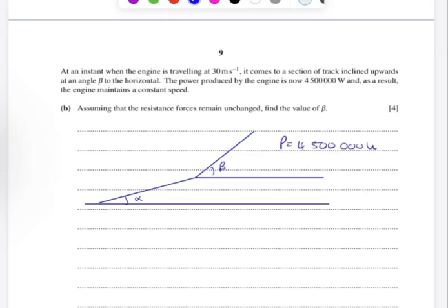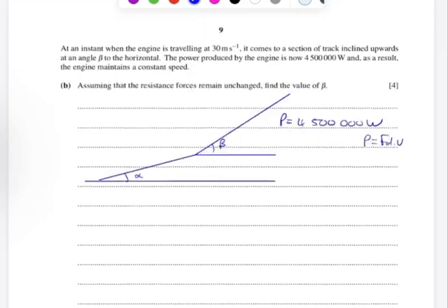4,500,000 watt. Whenever I see power, I've got 2 equations. My driving force times my velocity, or my work done divided by time. Okay, they've given me velocity, so I'm assuming I'm using this formula. The power produced, and as a result, the engine maintains a constant speed. Okay, that's nice. Okay, assuming that the resistant forces remain unchanged, find the value of beta.